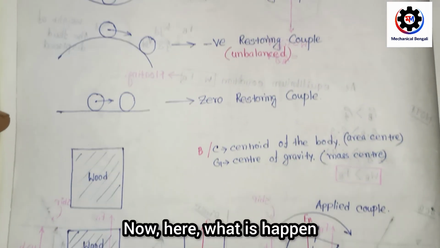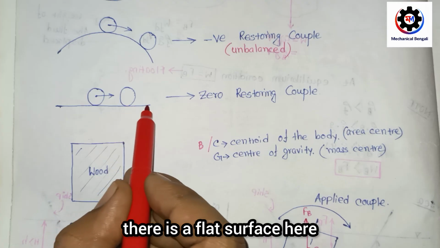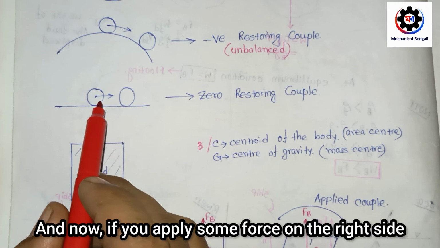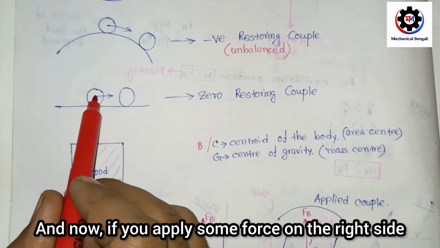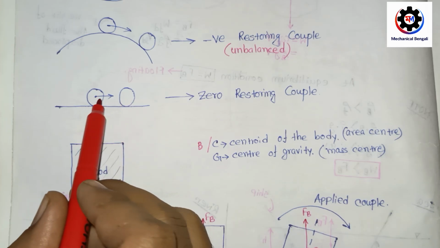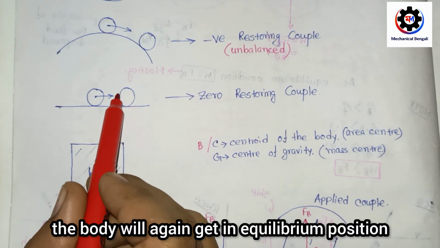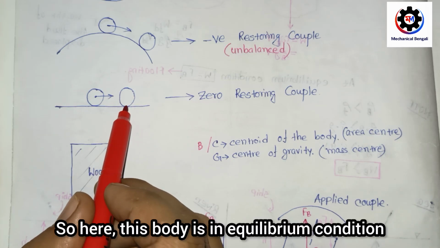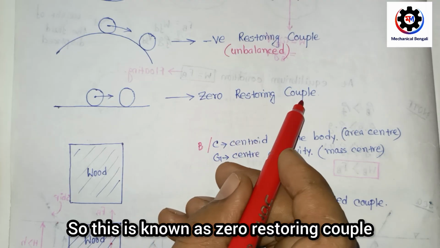Now here there is a flat surface, and this is the initial position of the body. If you apply some force on the right side, after some time the body will again get into an equilibrium position like this.